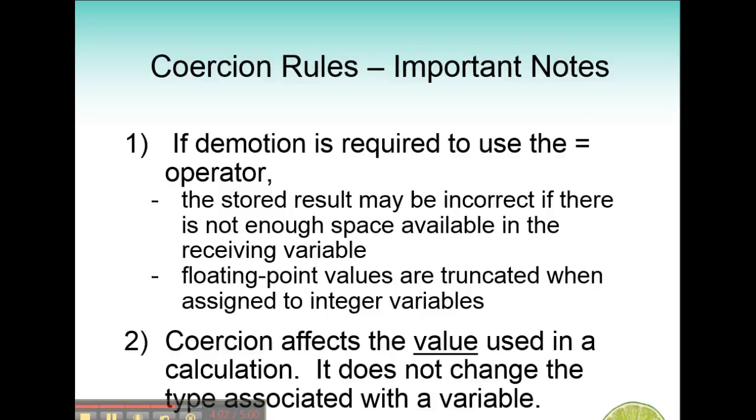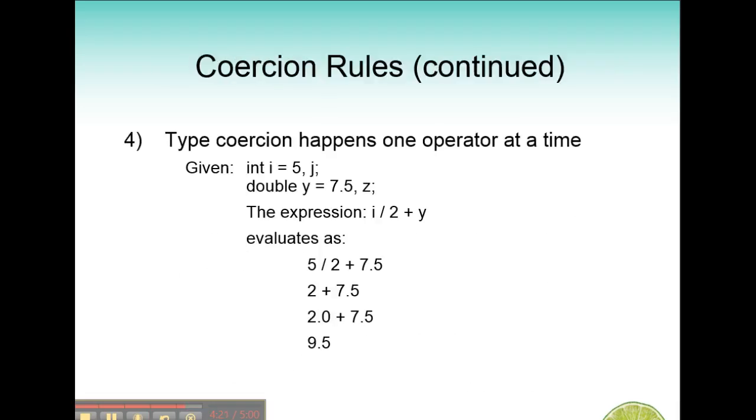So be aware, when you use the assignment operator, if you're putting a double into an integer, you might lose some of your data. And also this, it doesn't change the value at all. It just changes it for the expression. So if you do some type of type coercion to this 2, it doesn't change the 2, only for the expression itself.